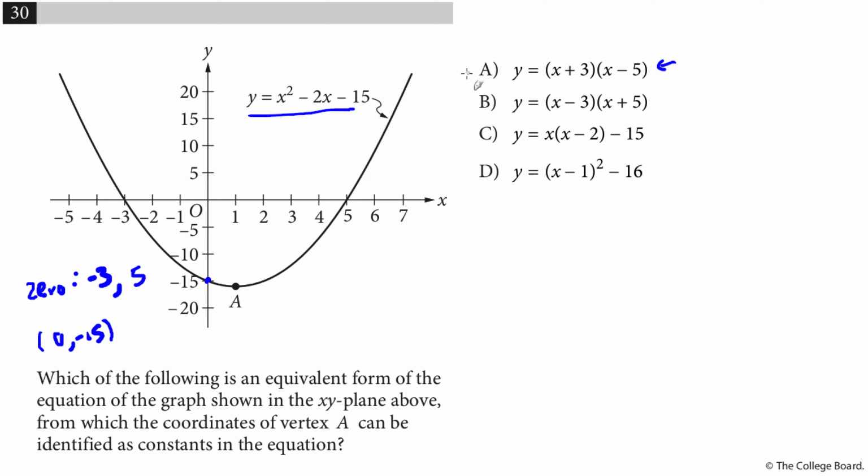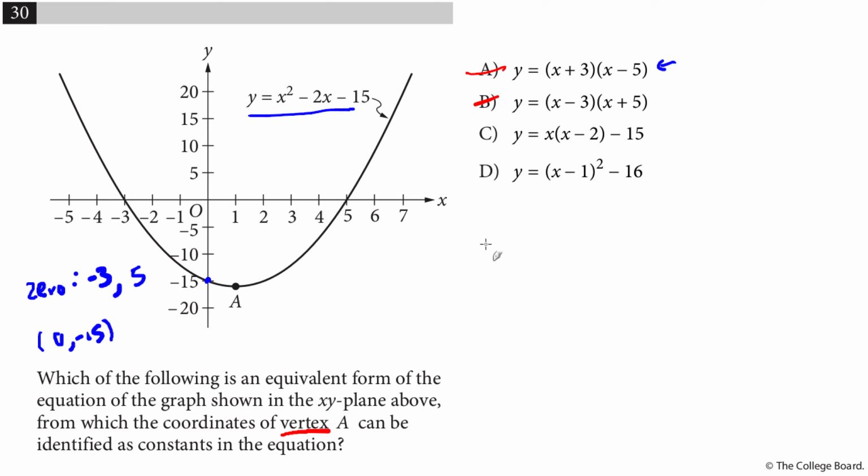It's not the answer. This one, I want to have the form where the vertex can be identified. And so I need vertex form of the equation. So first off, let me knock this one off. The signs are all wrong. It should be a plus 3 and a minus 5 if I had factored form or zeros form. Not what we're looking for, and this is wrong even if it were what we were looking for.